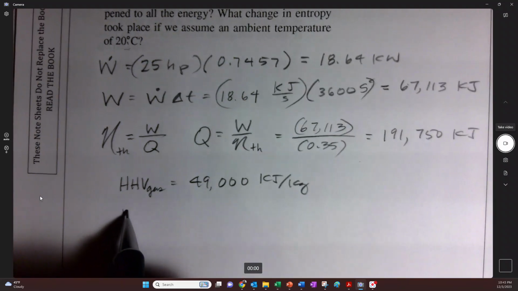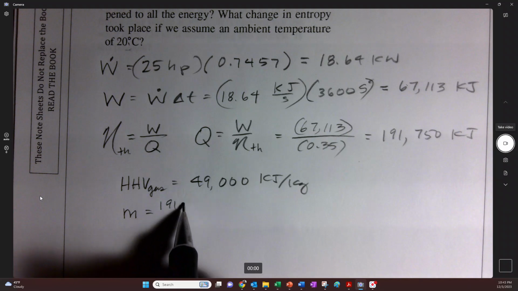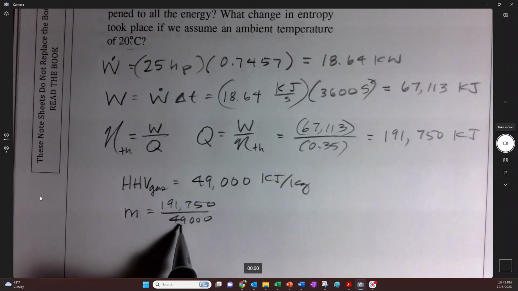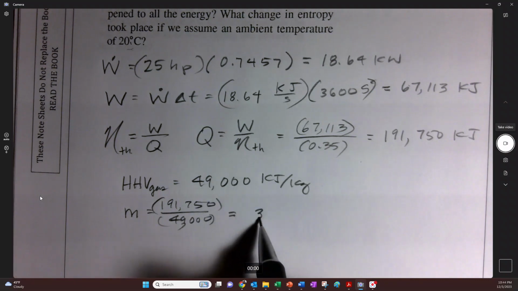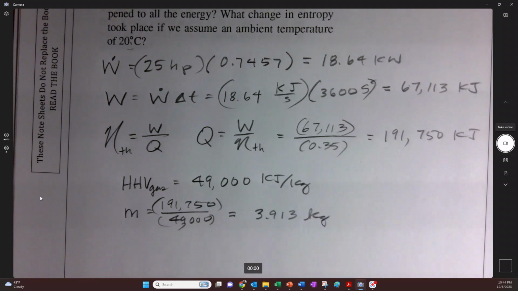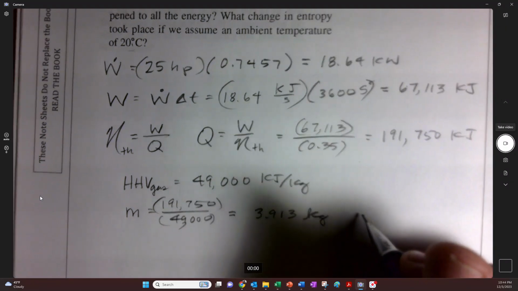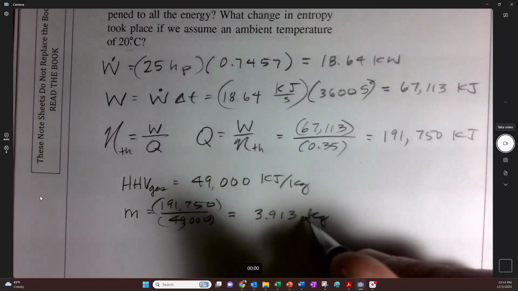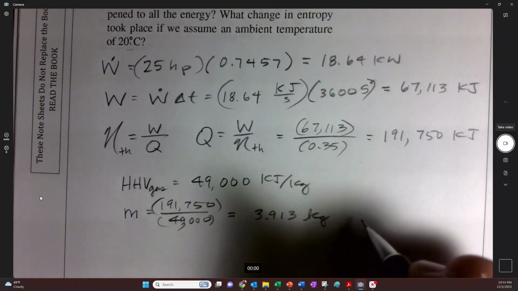So I could find out what the mass of fuel is going to be: 191,750 divided by 49,000. Then I'm going to get 3.913 kilograms. And I still don't know how much that is, because I don't have a sense of what a kilogram is. I know what a 10-pound weight is, but I know what a 2-liter bottle looks like.